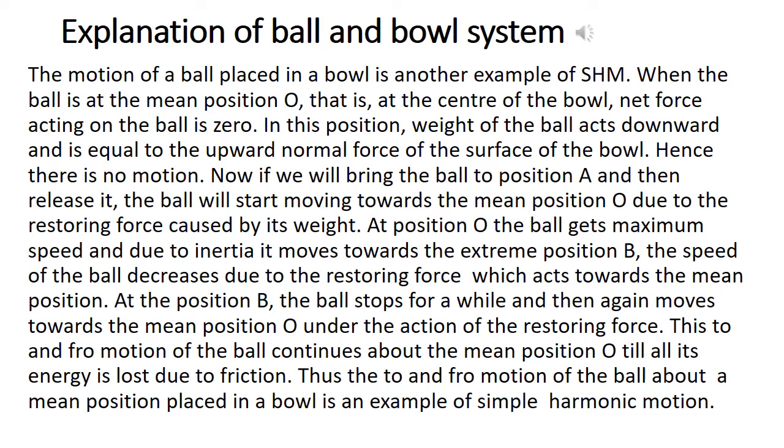Now students, if we bring the ball to position A and then release it, you will see that the ball will start moving towards the mean position O due to the restoring force caused by its weight. Now what will happen? At position O, the ball gets maximum speed, and due to inertia, it moves towards the extreme position B. While going towards the position B, the speed of the ball decreases due to the restoring force which acts towards the mean position.